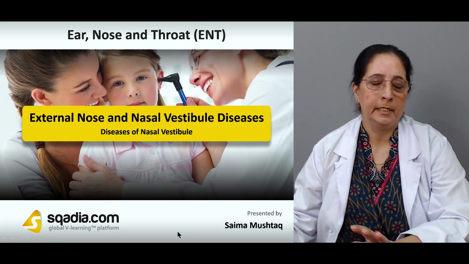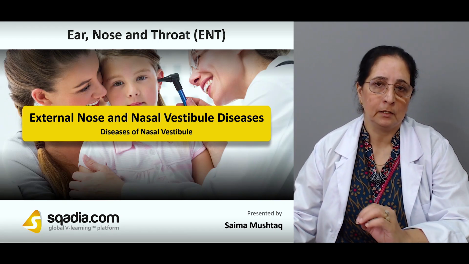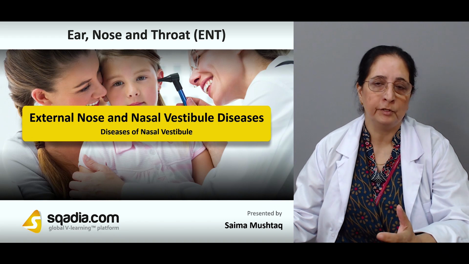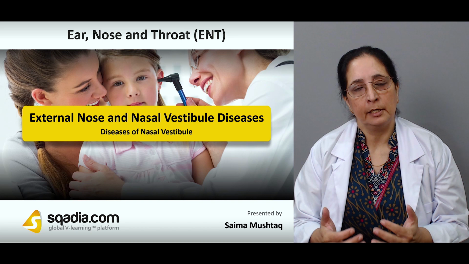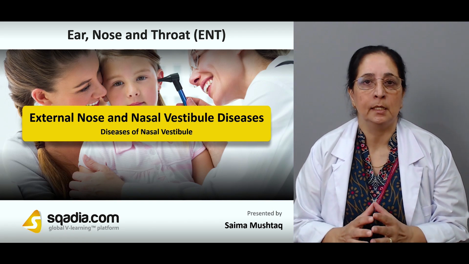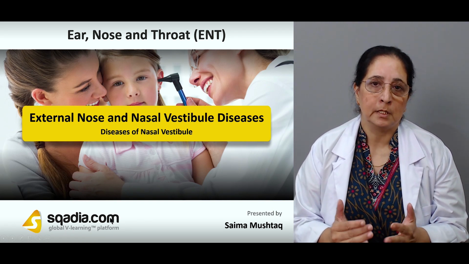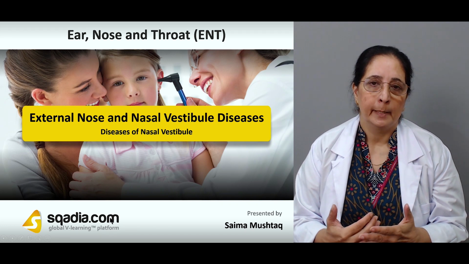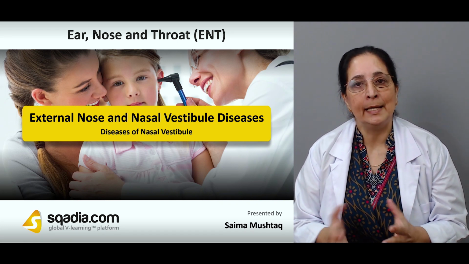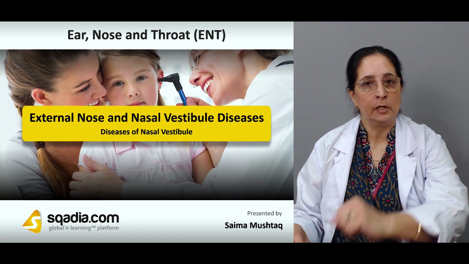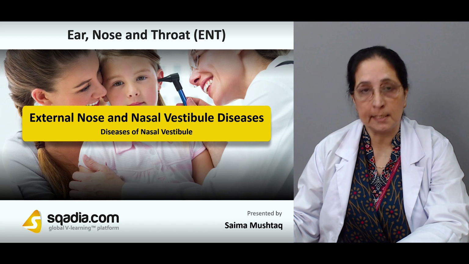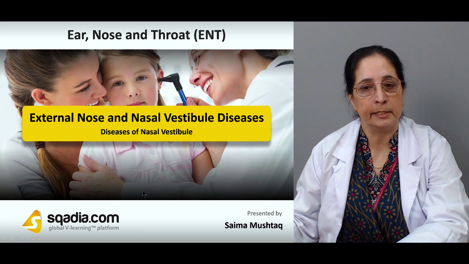So we talked in detail about the diseases of the external ear, in which we talked about the deformities of the external ear, different shapes of the external ear, and then we talked about the congenital tumors, benign tumors, and some malignant tumors of the external nose. So after the external nose, let's talk about some diseases of the nasal vestibule.